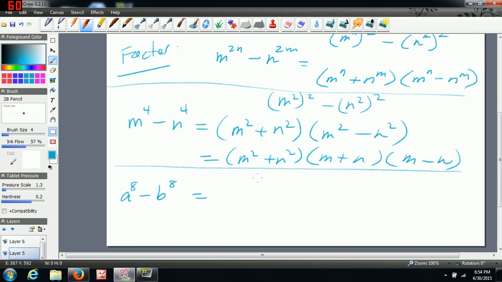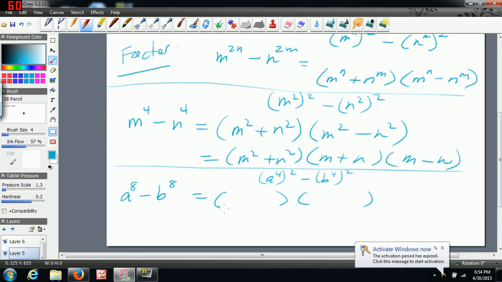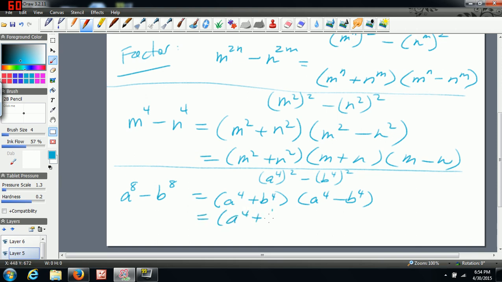What if we had this example? This one I could rewrite as a to the 4 all squared minus b to the 4 all squared, right? So then I could rewrite this as a to the 4 plus b to the 4, a to the 4 minus b to the 4, like that. Okay.